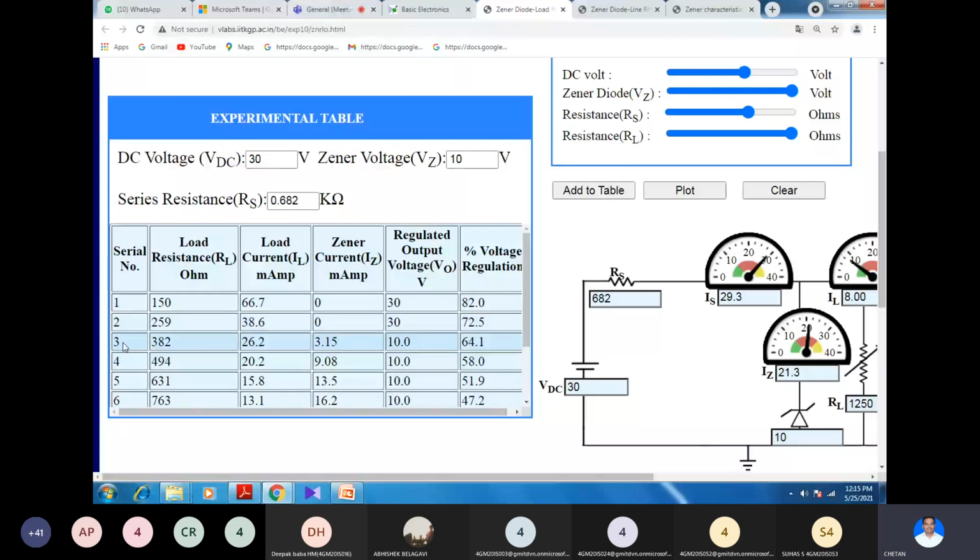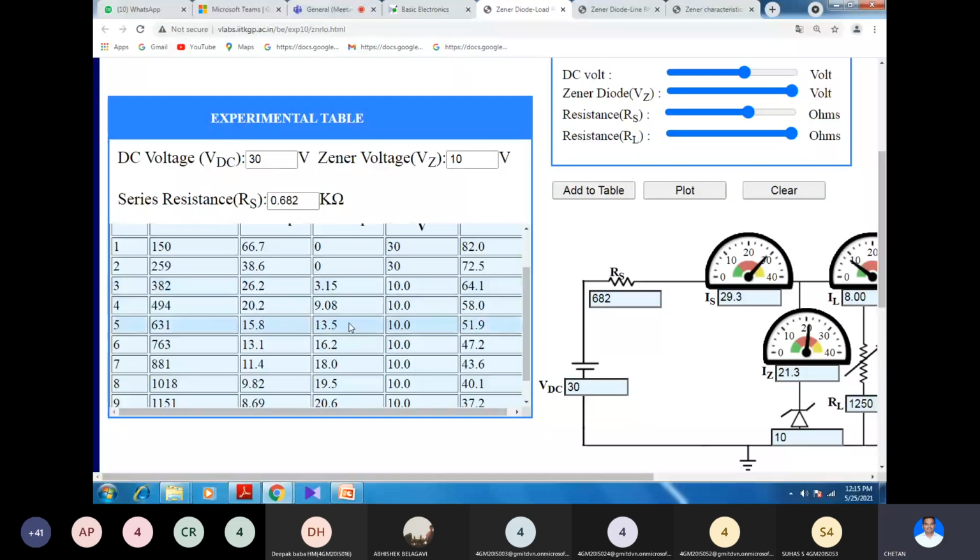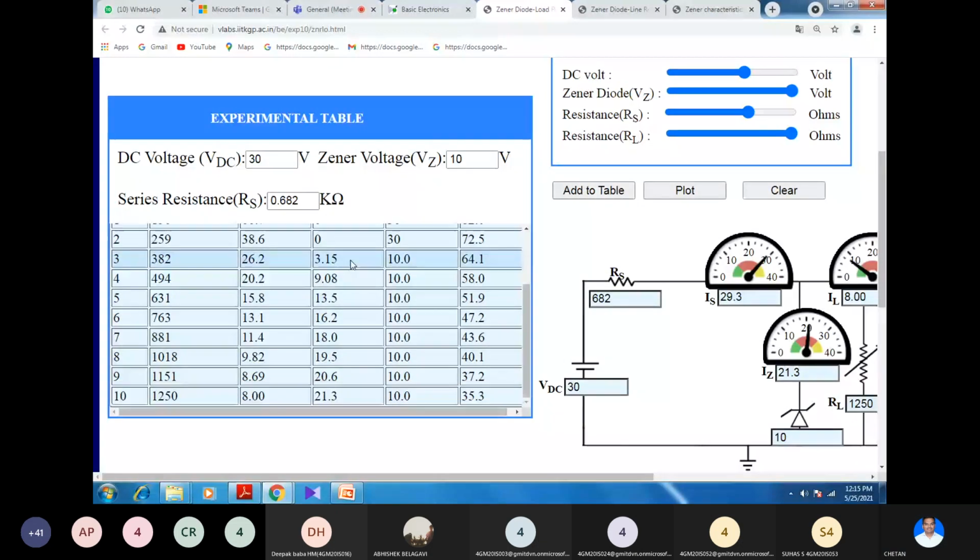From serial number 3 till 10, you have the value of this RL which is above the minimum value of RL, right? So above the minimum value of RL, the diode will conduct. Here you can see the change in the value of IZ. So IZ is increasing as you keep on varying this RL. As you keep on varying this RL, the IL should decrease. You can see the decrease in the value of IL, right?